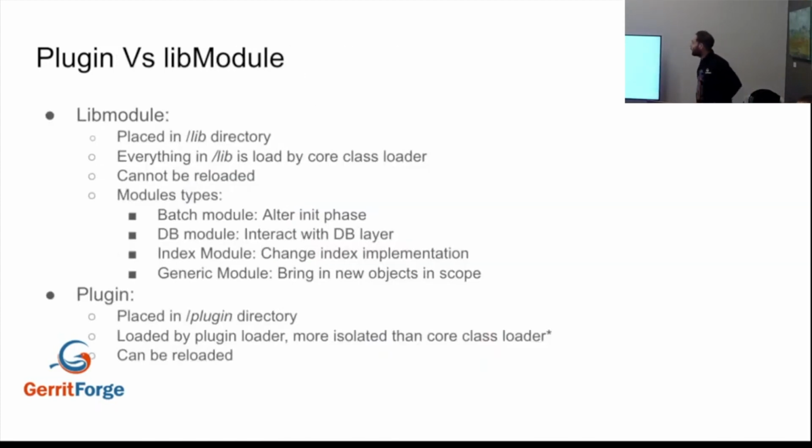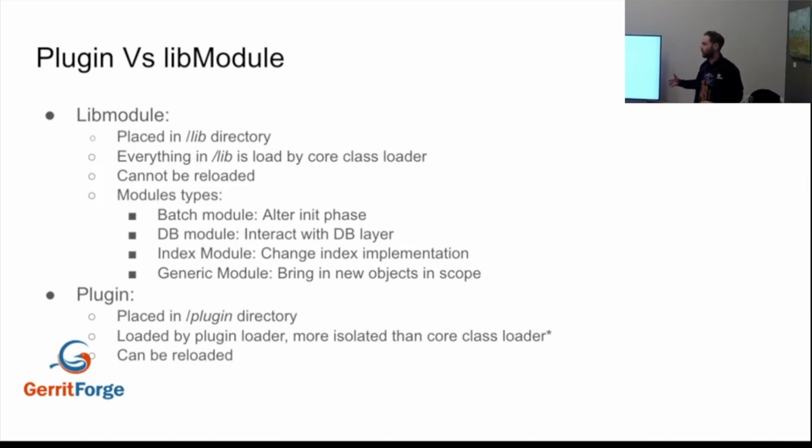The main differences here are plugin versus lib modules. One thing is a plugin and one thing is a lib. They live in two different folders: one is under /lib, one is under /plugins. Everything in lib is loaded by the core class loader. So it's much more integrated with the core of Gerrit, and that's the main difference between the two.